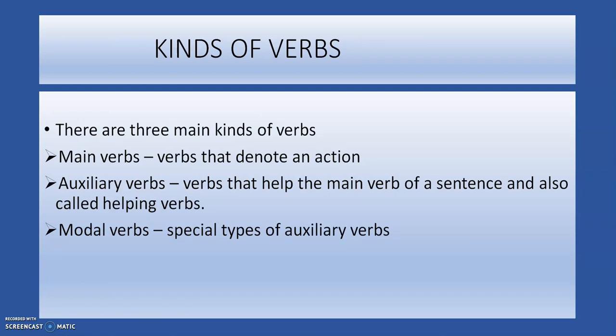Now let us come to the kinds of verbs. There are three main kinds of verbs. The first is main verbs, verbs that denote an action, such as we have seen just now. The second is auxiliary verbs. These verbs help the main verb of a sentence, and so we also call them helping verbs. They cannot stand alone, but they help the main verb of a sentence.